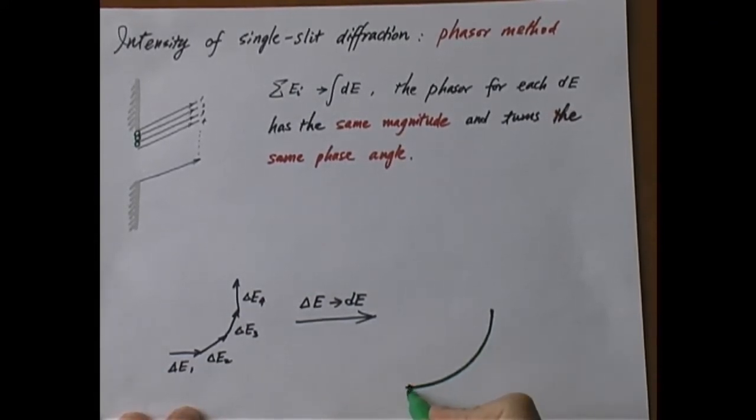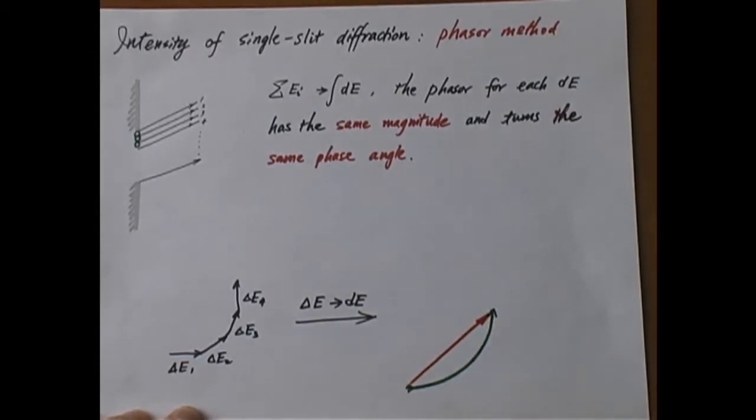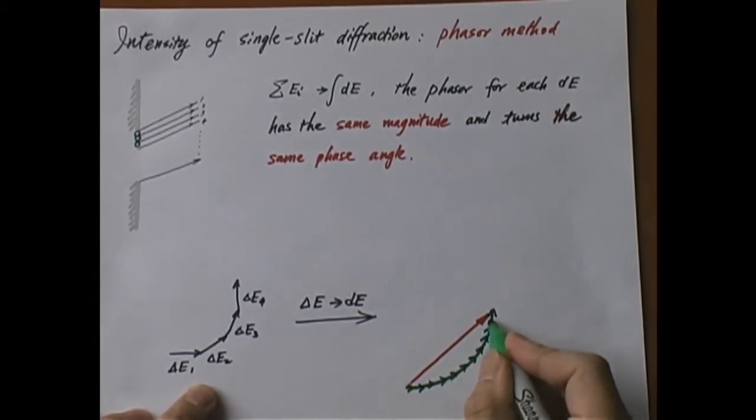Let's say here is the first phasor, here's the last phasor. Then what is the resultant phasor? Well, the resultant phasor is just the vector going from the first to the last, like this. This is the resultant phasor. So we are now going to learn how we can obtain this resultant phasor from this arc, which is part of a circle. This again is really the summation of a whole bunch of tiny phasors. So let's learn how to do that.